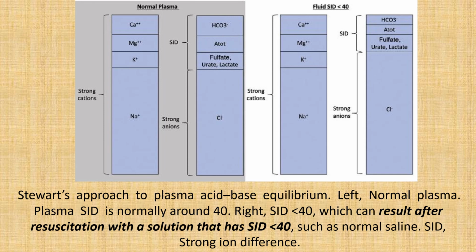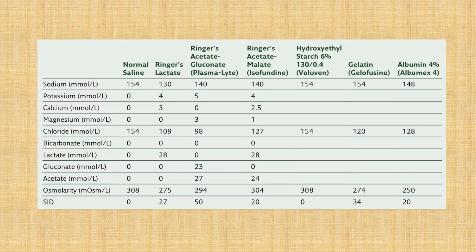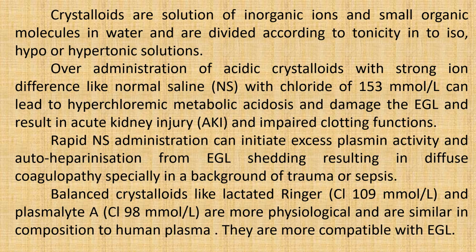Result after resuscitation with a solution that has SID less than 40, such as normal saline. Sodium and chloride content of solutions, and solutions that have SID less than 40, such as normal saline. Crystalloids with strong ion difference with chloride of 153 mmol/L can lead to hyperchloremic metabolic acidosis and damage the EGL and result in acute kidney injury and impaired clotting function.